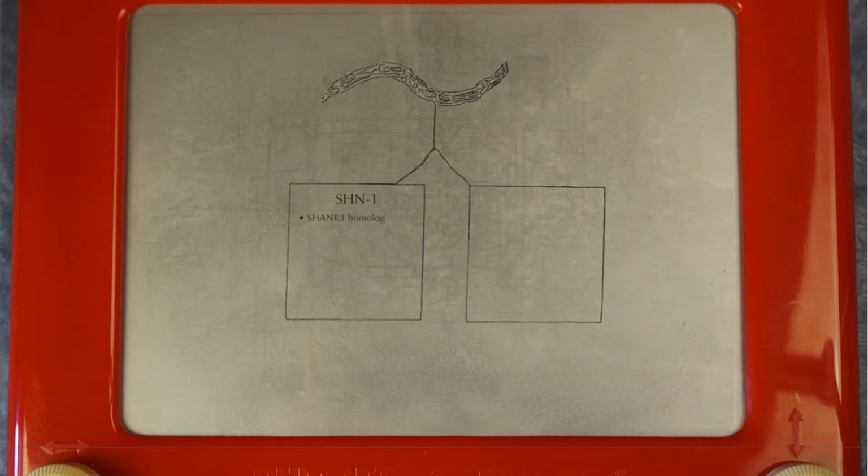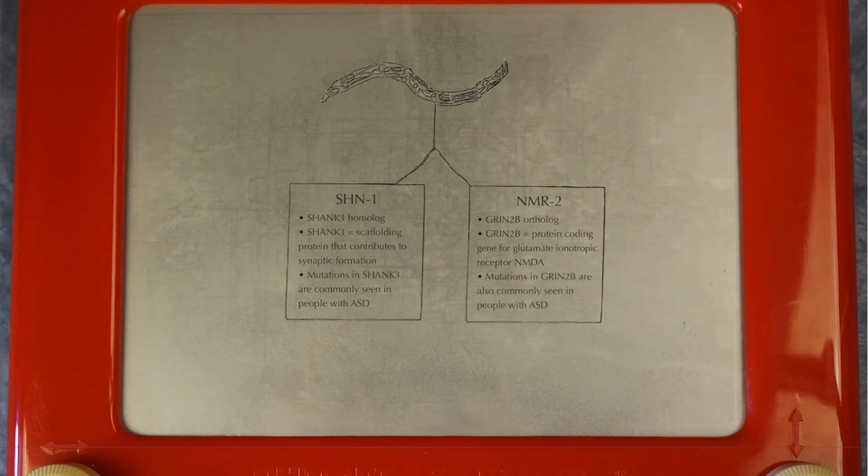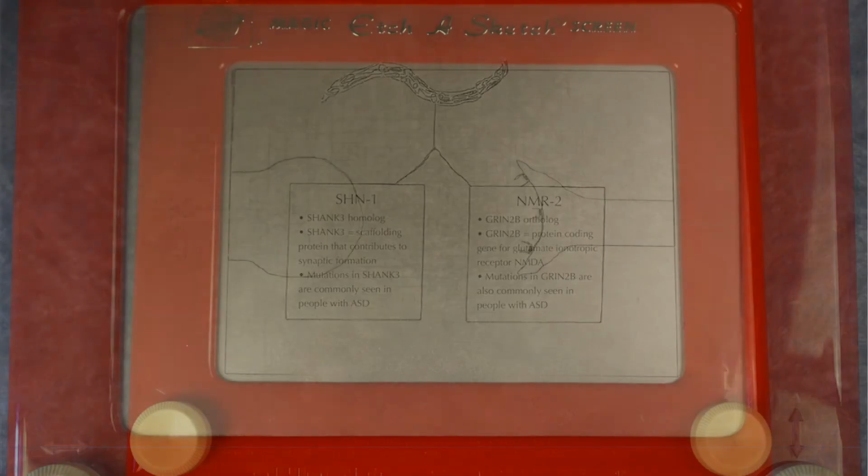SHN-1 is a homologue of the gene SHANK3, which is a scaffolding protein that contributes to synaptic formation. Mutations in SHANK3 are commonly seen in people with autism. The other gene I studied, NMR-2, is an ortholog of GRIN2B, which is a protein-coding gene for a receptor. Mutations in GRIN2B are also commonly seen in people with autism.